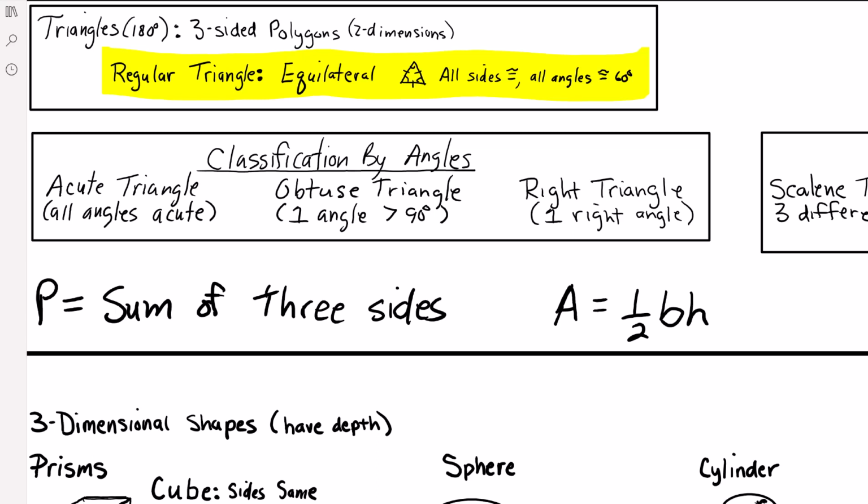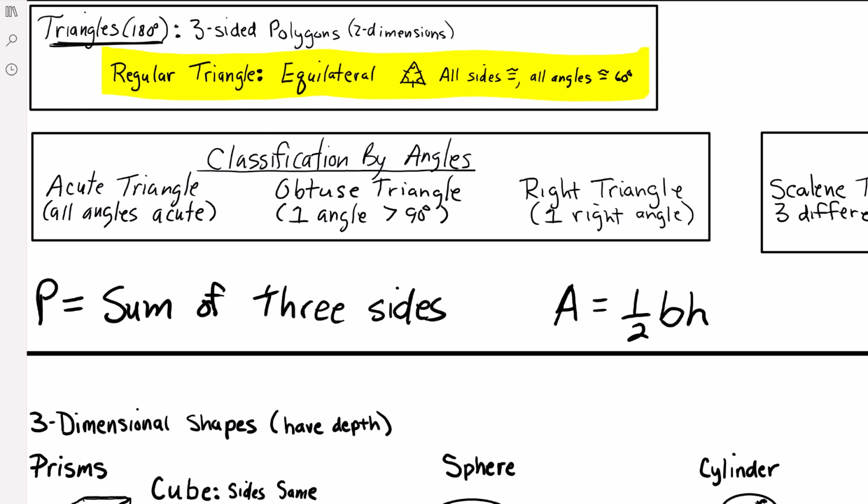Okay, we're going to do a quick review of some geometry stuff, starting with triangles. Triangles, on the inside, all of the degrees add up to 180 degrees. Triangles are three-sided polygons. It's two-dimensional, so it doesn't have depth. And there are three types, essentially. There's an equilateral triangle where all sides are congruent and all angles are 60 degrees.